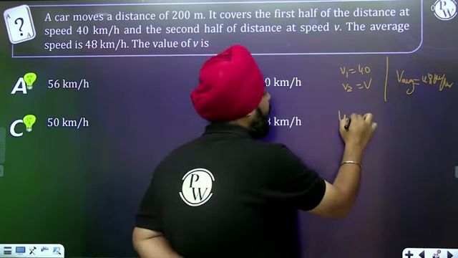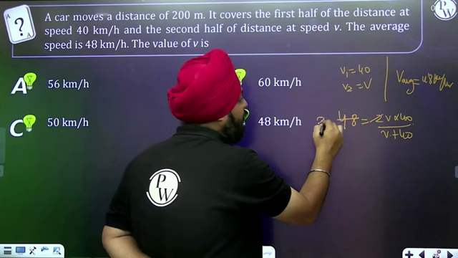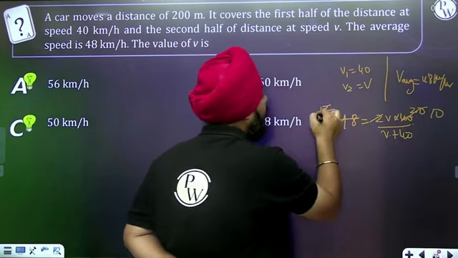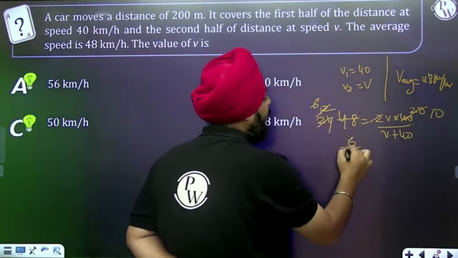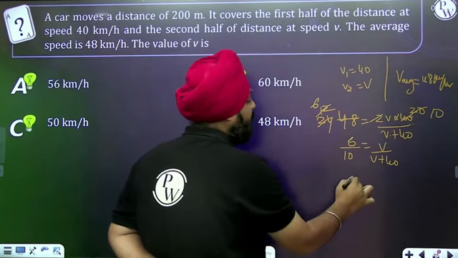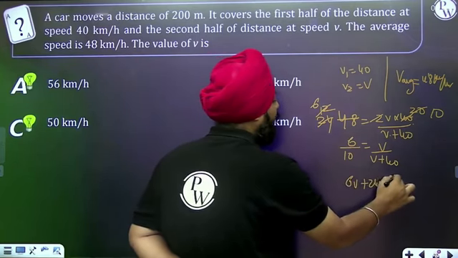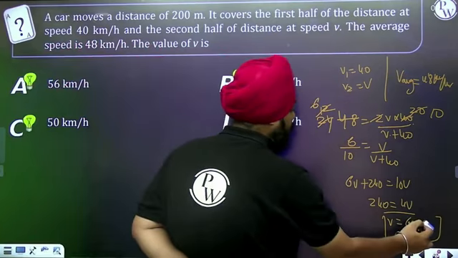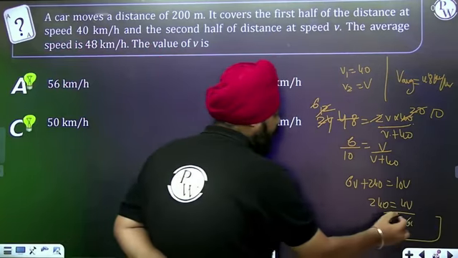Okay, so 2 24s are, 2 12s are, 2 20s are, 2 10s are, 2 6s are. 6 by 10 is equal to V by (V + 40). 6V plus 240 is equal to 10V. 240 is equal to 10V minus 6V, that is 4V. V is going to come upon as 60 kilometer per hour. Sorry, it is kilometer per hour.